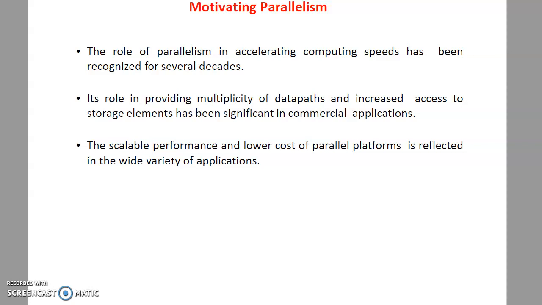The scalable performance and lower cost of parallel platforms is reflected in a wide variety of applications. Scalable performance means what? You can easily increase the number of processors in the particular parallel platform, and you can scale up the platform very easily, and the application also can be scaled up on the parallel platform. And the lower cost of parallel platforms is also well known. That's why there is a wide variety of applications on parallel platforms.